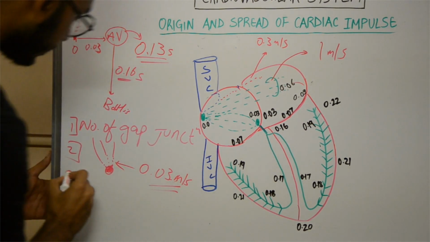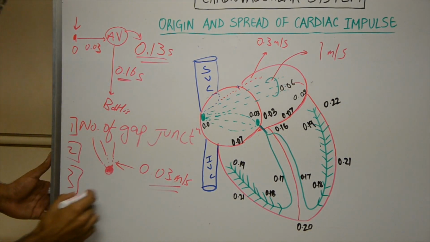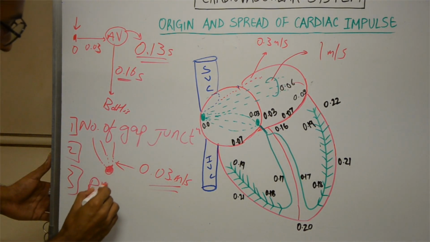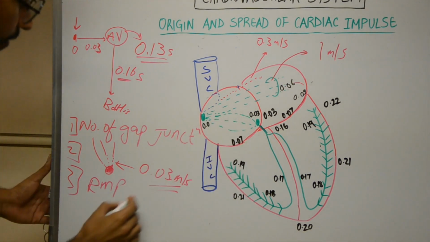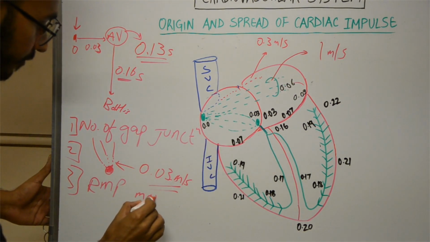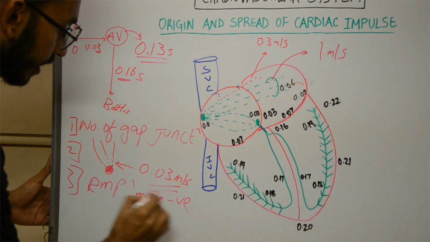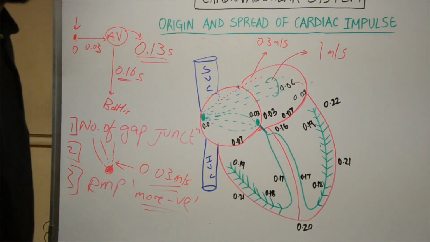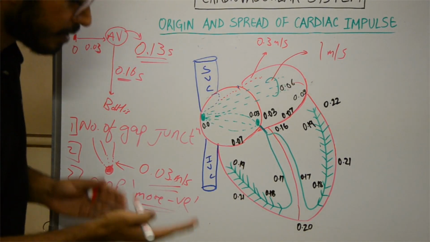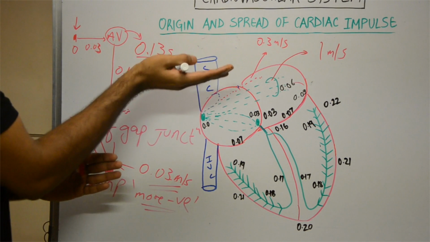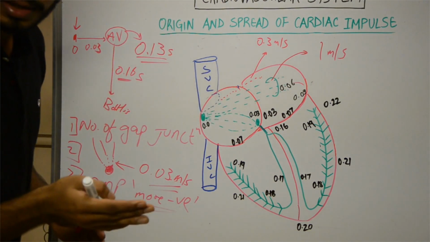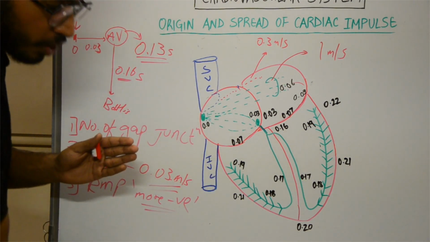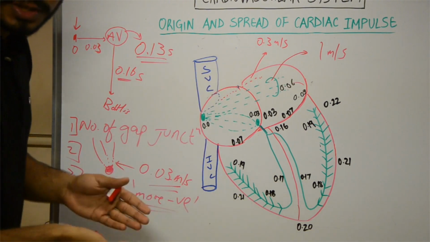The third reason for the AV nodal delay is that the resting membrane potential of the AV nodal fibers is much more negative. It is more negative than others. Since it is more negative, more time will be taken for it to move towards a positive and cause depolarization, right? It is more negative, so more time will be required for it to come towards the positive side.